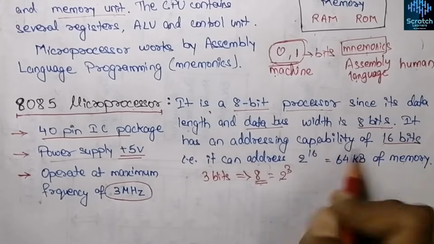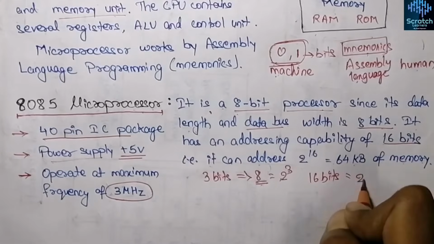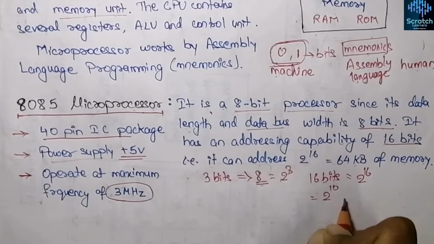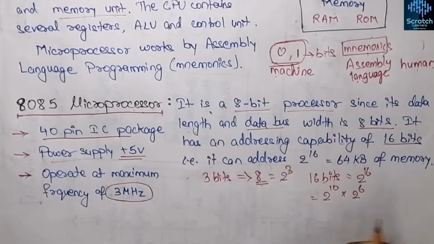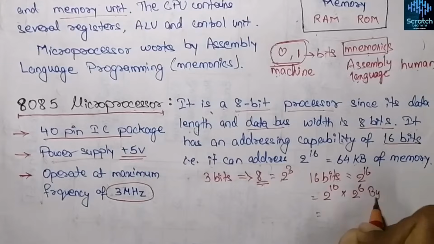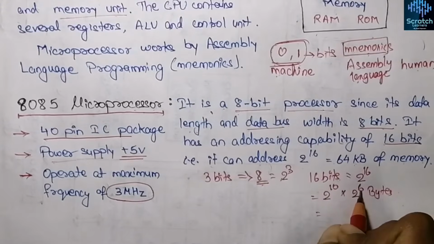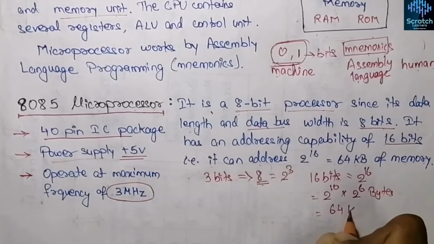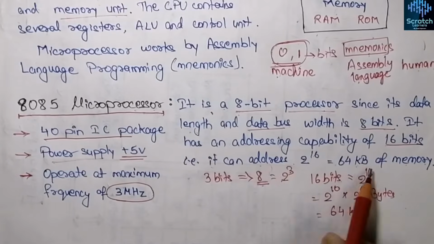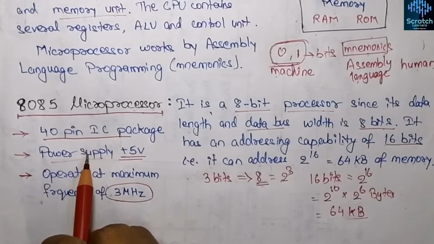Similarly here, the addressing capability of the microprocessor is 16 bits, right? So it can address 2 to the power 16 bytes of memory. We can write it as 2 to the power 10 into 2 to the power 6. And 2 to the power 10 equals 1 KB, right? This is in bytes. So 2 to the power 10 equals 1 KB, and 2 to the power 6 equals 64. So we get 64 KB of memory. In this way, the 8085 microprocessor can address 64 KB of memory. So this is the basic thing about the 8085 microprocessor.